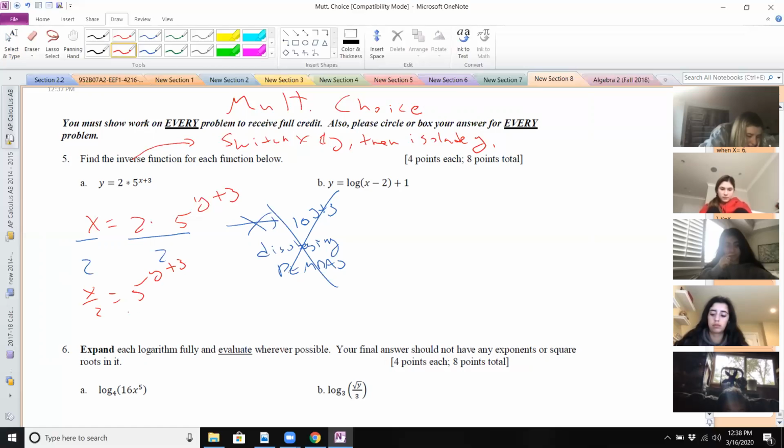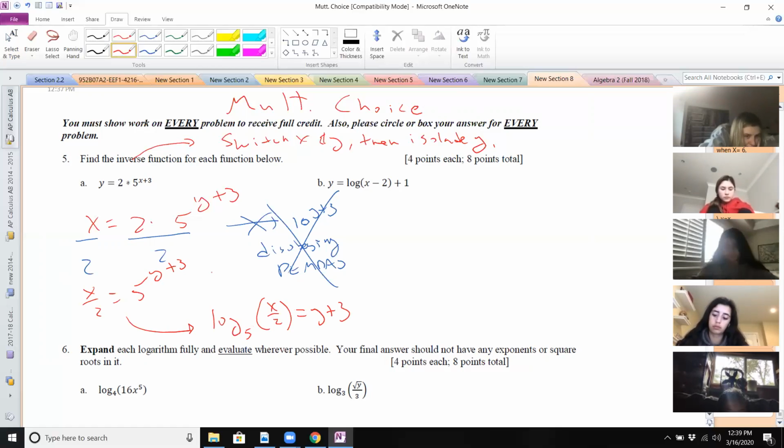And this is kind of the big step. This is why it's going to be important for you to take a picture of your work and submit to Schoology. And I'll give you guys that option to do that for our test next week. So log base 5 of x over 2 equals y plus 3.